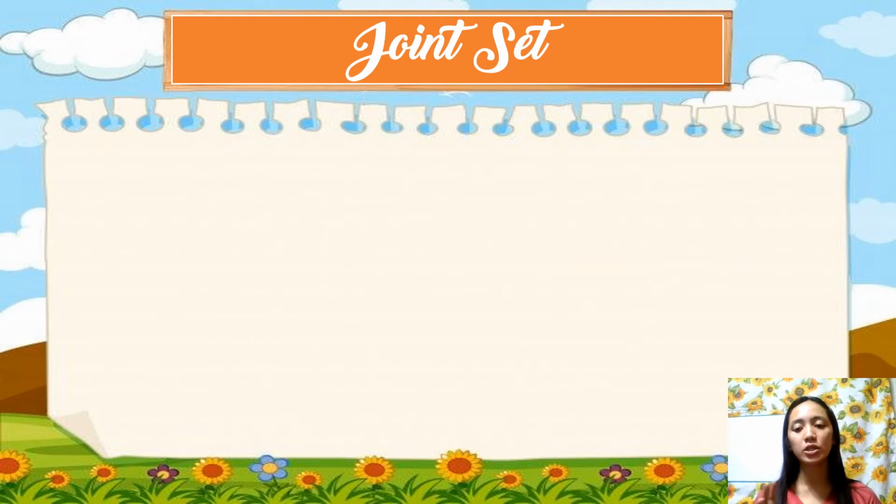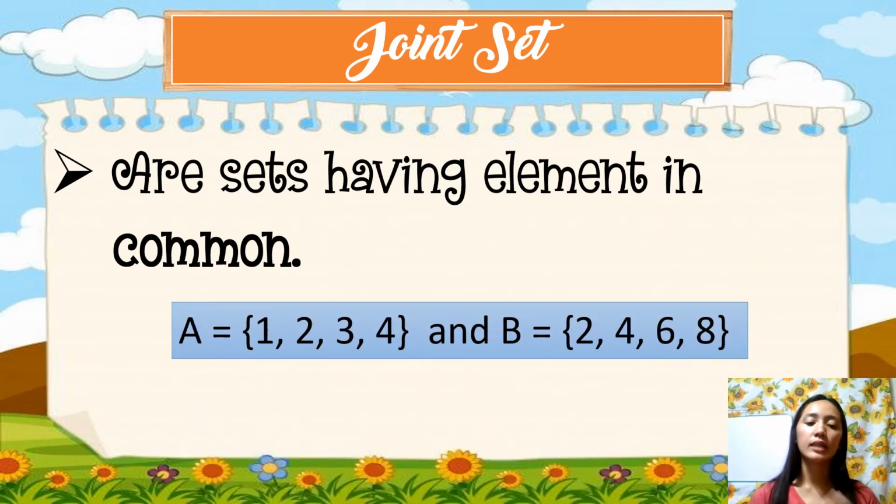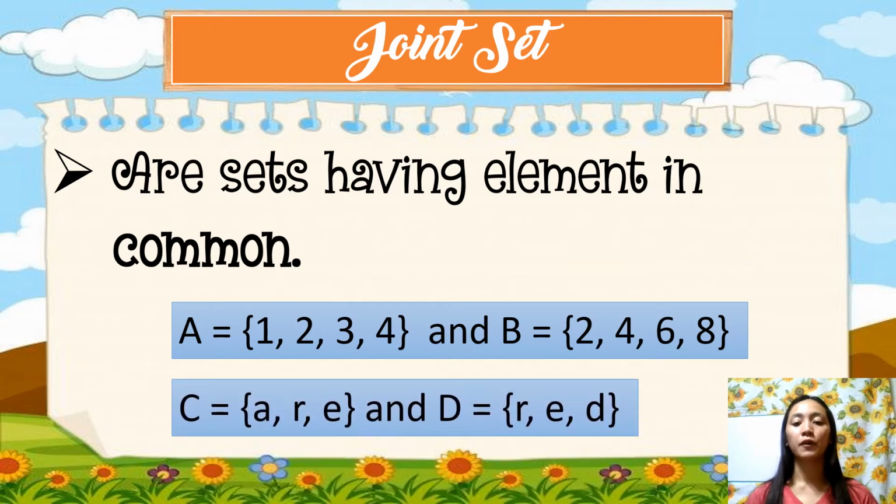Next, we have here the joint set. When we say joint set, that refers to two sets having elements in common. So there is a commonality between the two sets. Say for example, set A contains 1, 2, 3, and 4, and set B contains 2, 4, 6, and 8. So as you can see, what is common between set A and set B? Ano yung meron kay set A na meron din kay set B? We have here 2 and 4.